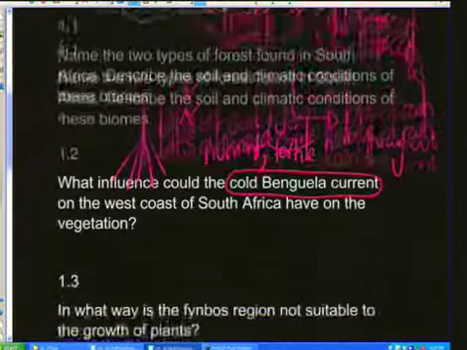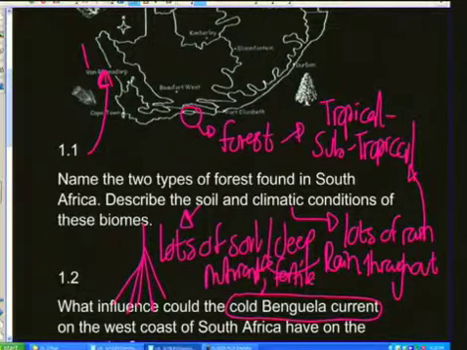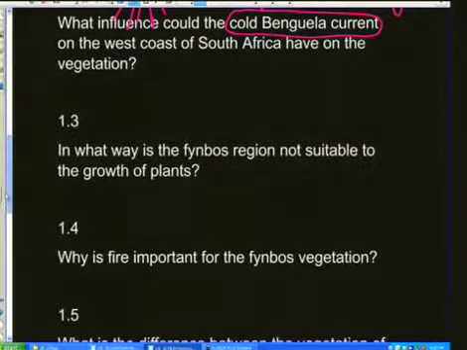Aha, now, alluding to this question earlier, what influence could the cold Benguela current on the west coast have? Here we go. On the west coast, cold. Notice the direction I've put it in, because it's going to come here from the South Pole. Notice it's warm there, coming from the tropics. What influence will the cold Benguela current have on the west coast vegetation? They've only asked you about the plants.